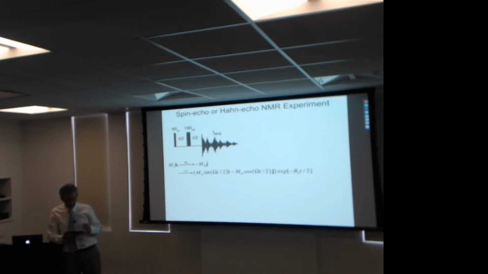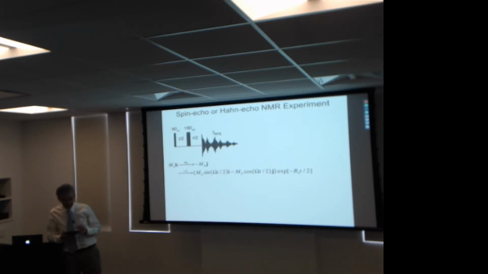Now the magnetization starts to precess during the period T over 2. So I'll pick up these trig functions. The part of the magnetization that's on minus Y will be modulated by cosine omega t. And again, minus Y is going to precess towards plus X. So I'll have plus X magnetization.